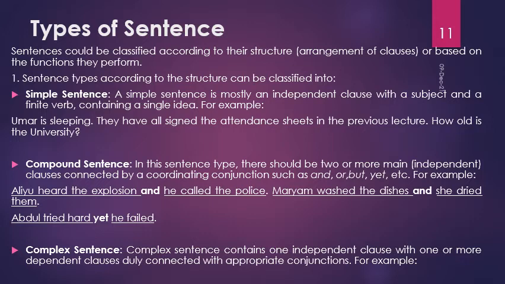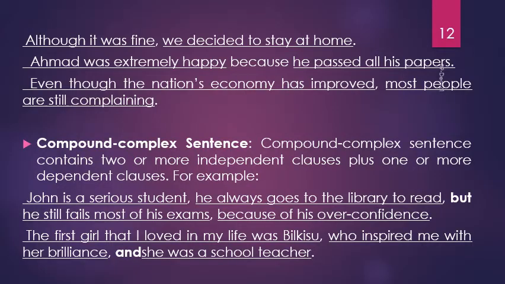A complex sentence contains one independent clause with one or more dependent clauses, duly connected with appropriate conjunctions. For example, although it was fine, we decided to stay at home. Ahmed was extremely happy because he passed all the papers. Even though the nation's economy has improved, most people are still complaining.